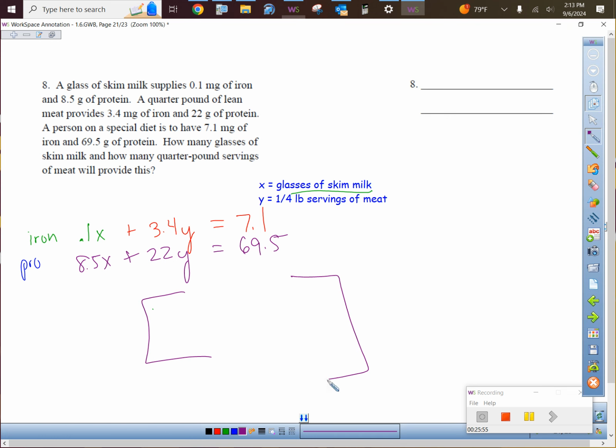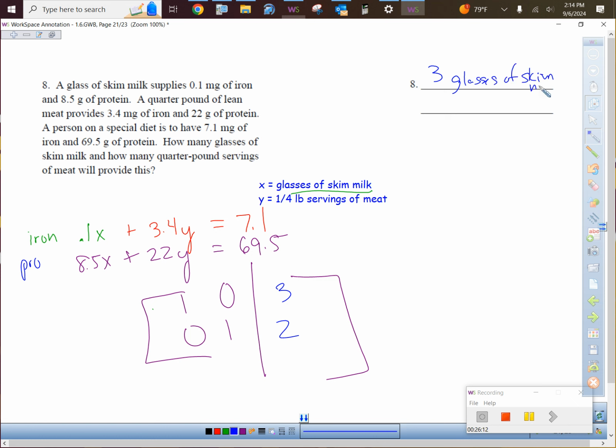and see if you get the same thing I got. 3-2 or 2-3? Which one is it? Is it 3-2? See if you get that. So 3 what? Glasses of skim milk and 2 quarter-pound servings of meat. What a diet.